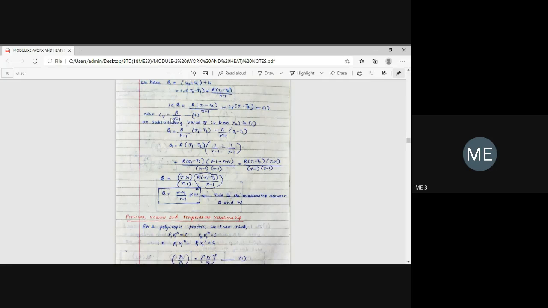Excuse me, sir. Tell me. Sir, once again, can you tell that step, dividing throughout by? Okay. That step is not mentioned here in the notes actually. Okay, just try to understand. Suppose you are having notebook, just you note down.